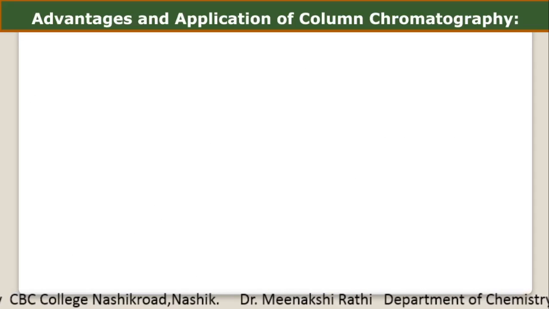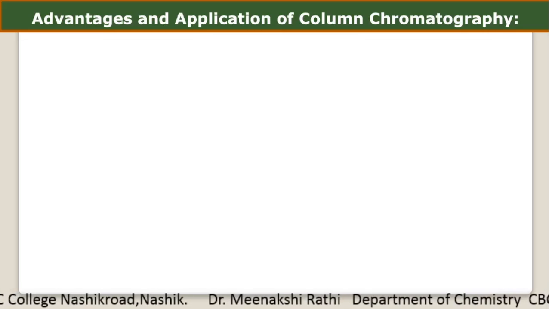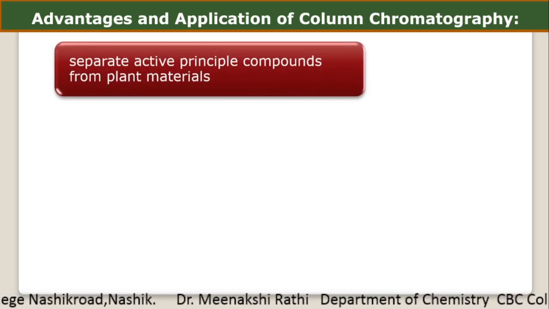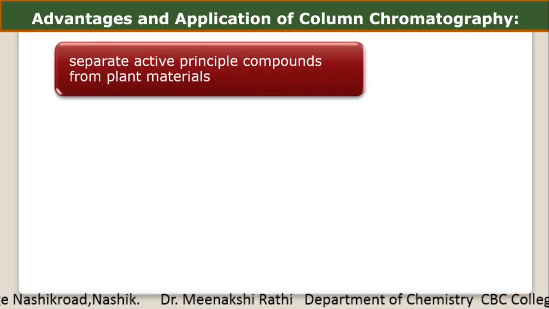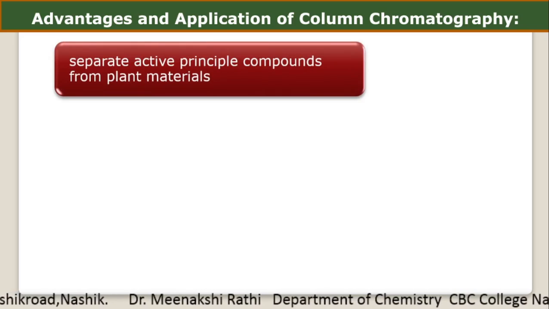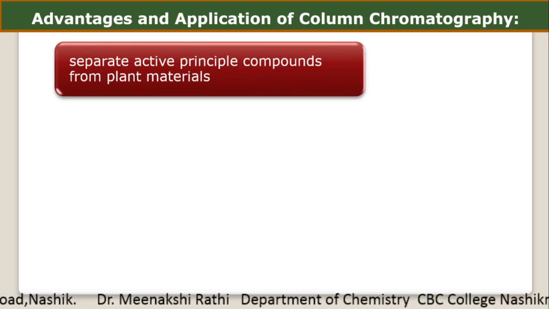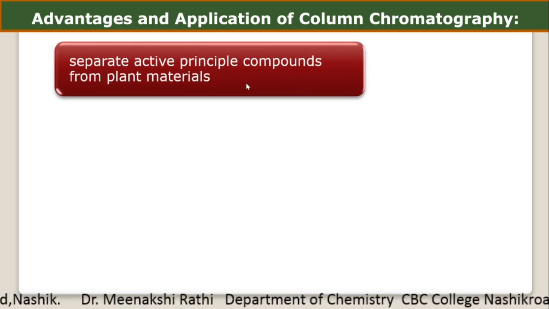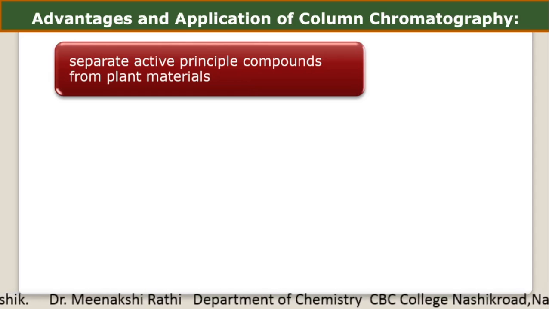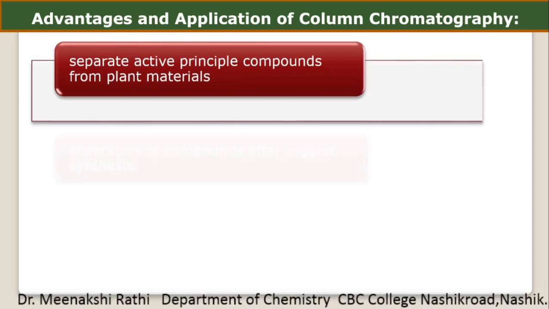Now, what are the advantages and applications of column chromatography? Column chromatography, as I already told you, is a very simple technique which has been used for a very long time. It is used to separate active principal compounds from plant materials. Like in plants, various active components are there which can be separated by using column chromatography.